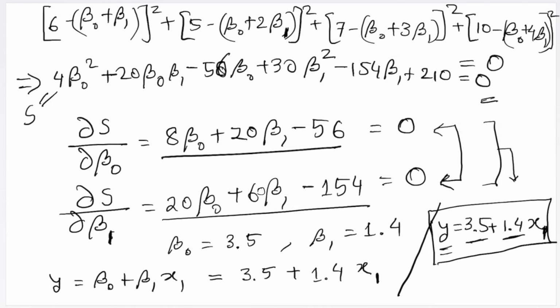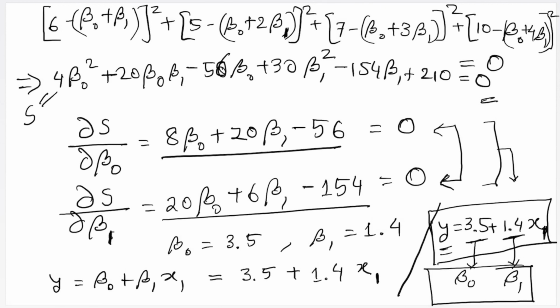Now notice that in this entire practice we just computed the value of beta naught and the value of beta 1. These are the two model parameters for linear regression with a two-dimensional dataset where we have one independent variable and one dependent variable.